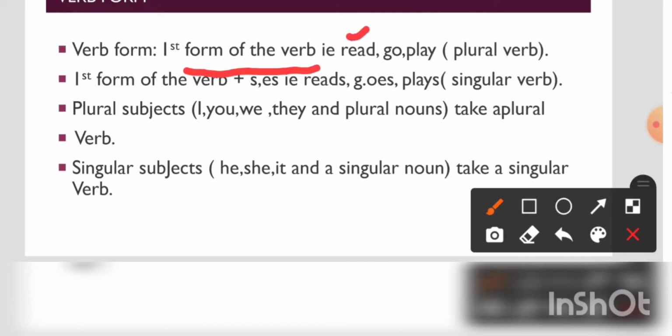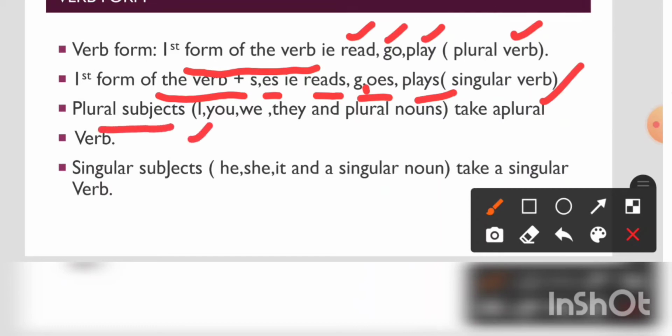For example, read, go, play. And they are called plural verbs. We also add s or es to the first form of the verb. And the verb becomes reads, goes, and plays. And this is called singular verb. A plural subject takes a plural verb and a singular subject takes a singular verb. So what are plural subjects? Let's see. I, you, we, they, and plural nouns, boys, girls, they take a plural verb.